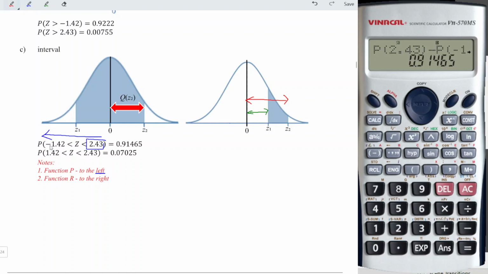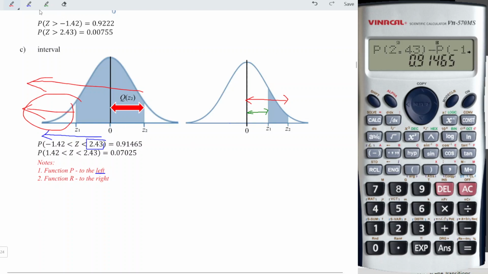The idea of P is, for example, for this case, 2.43 is stack 2 and negative 1.42 is stack 1. So P will take the region to the left and to the left. So of course we need to remove this region. That's why we minus P stack 1.